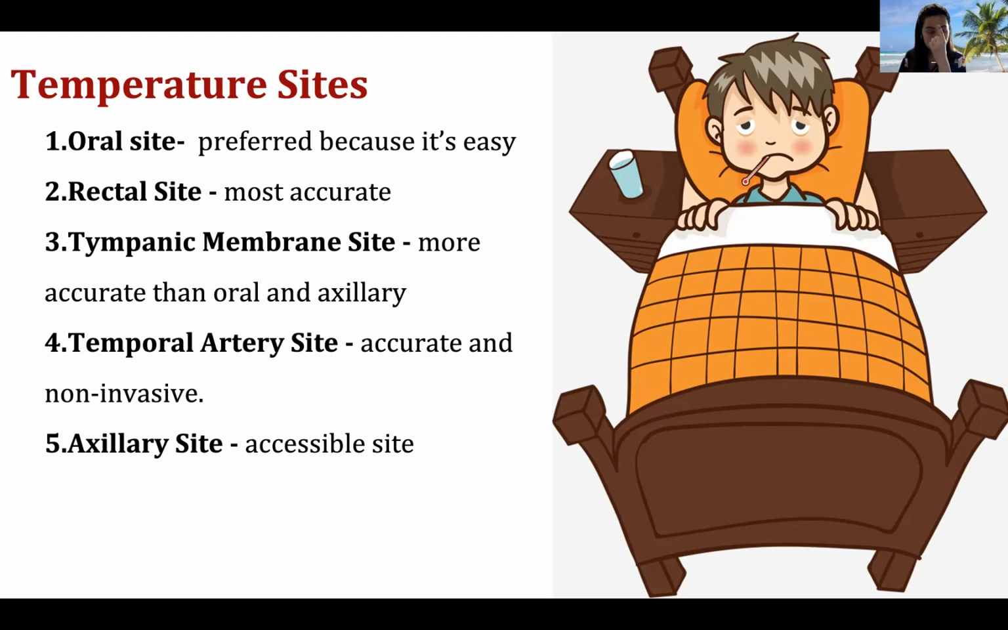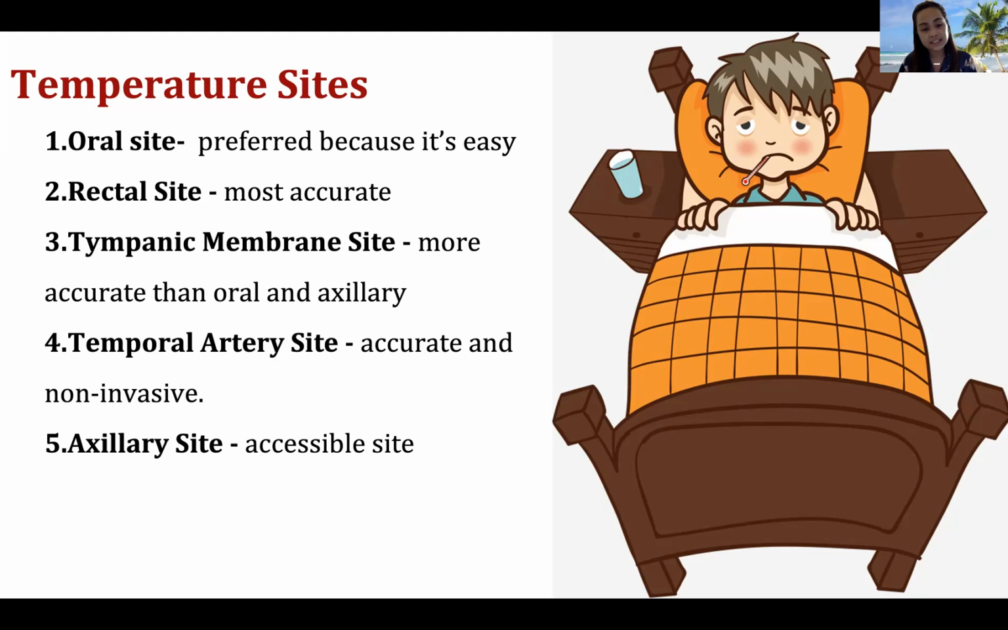So we'll just put it next to the forehead and you can obtain the body temperature. You can use the forehead, you can use the temporal area, and you can use here behind the ears. Okay, there are three sites of the temporal artery site, but we will be using the forehead.